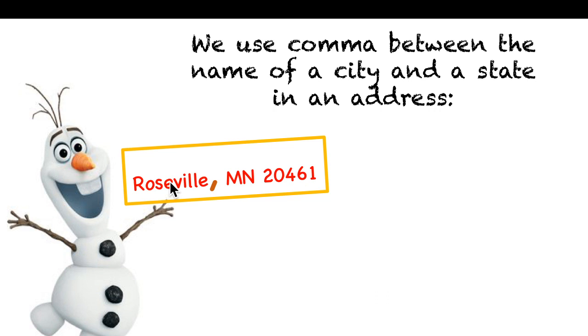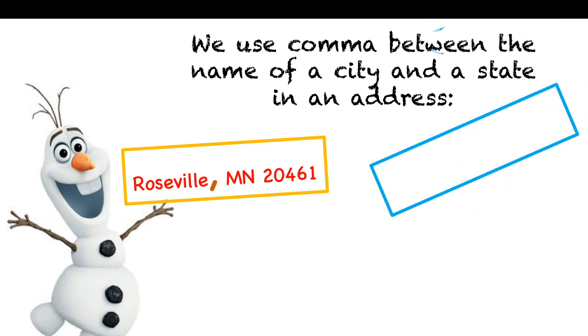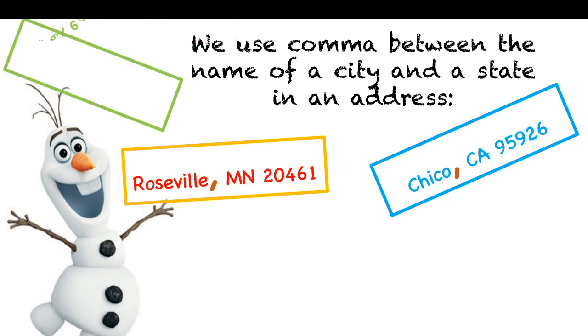So, this is a city, this is a short version of state Minnesota, and this is the zip code. Where will I put the comma in the address? Between the city and the state. Say it. Between the city and the state. Let's go to the next one.